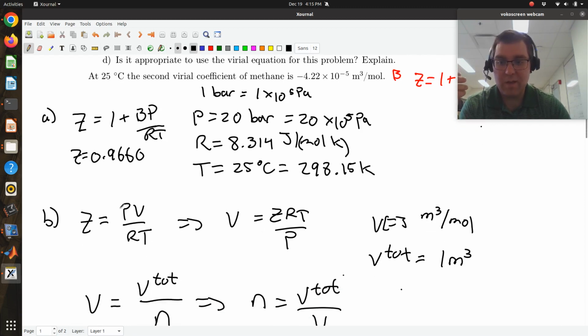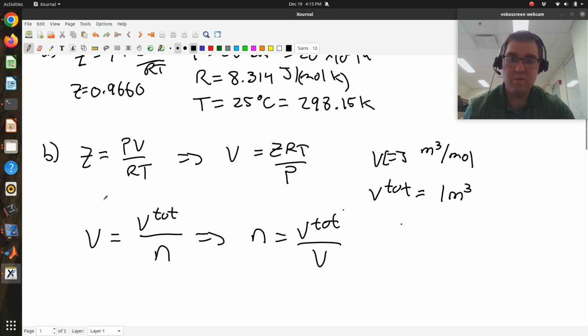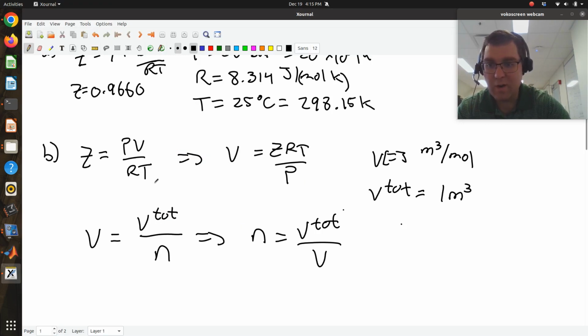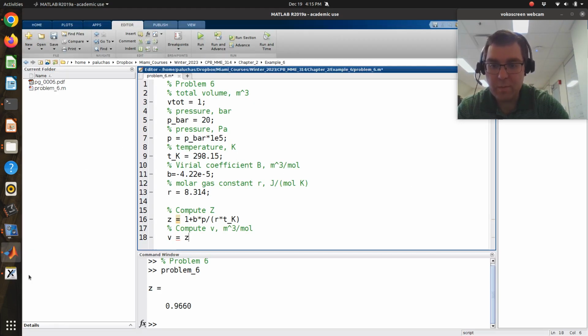All right, so now let's calculate the number of moles. First I'm going to calculate V, my molar volume, which has units of meters cubed per mole. V is going to be ZRT over P. It's Z times R times my temperature in Kelvin divided by P, which is in pascals. So my molar volume is 0.0012.